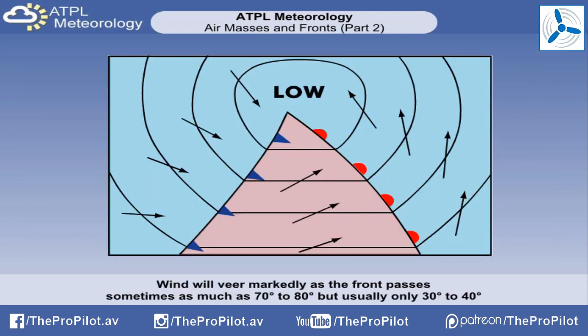We've considered the cloud ahead of a warm front, but what happens to the other elements of the weather? First, let's look at the wind. As the front approaches, the wind will usually start to increase. It will also back, or turn anti-clockwise, between 10 and 30 degrees. However, on the passage of the front, it will veer, or turn clockwise markedly, sometimes by as much as 70 or 80 degrees, and usually by around 30 to 40 degrees.